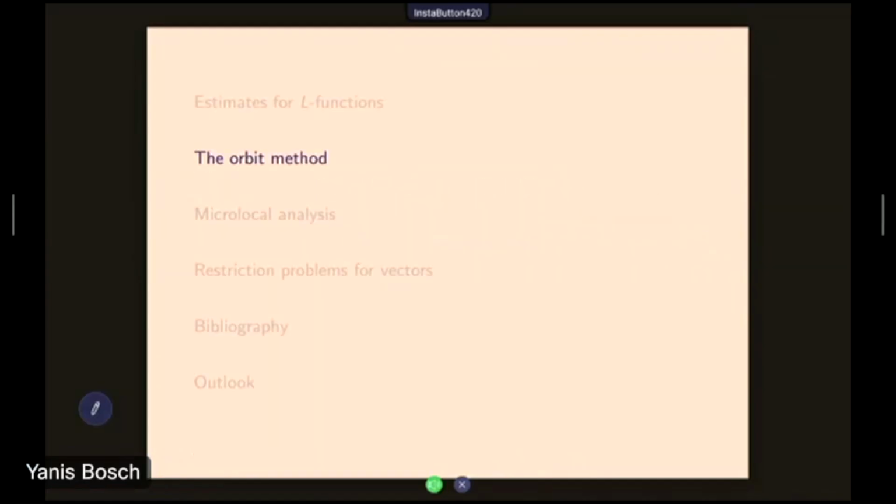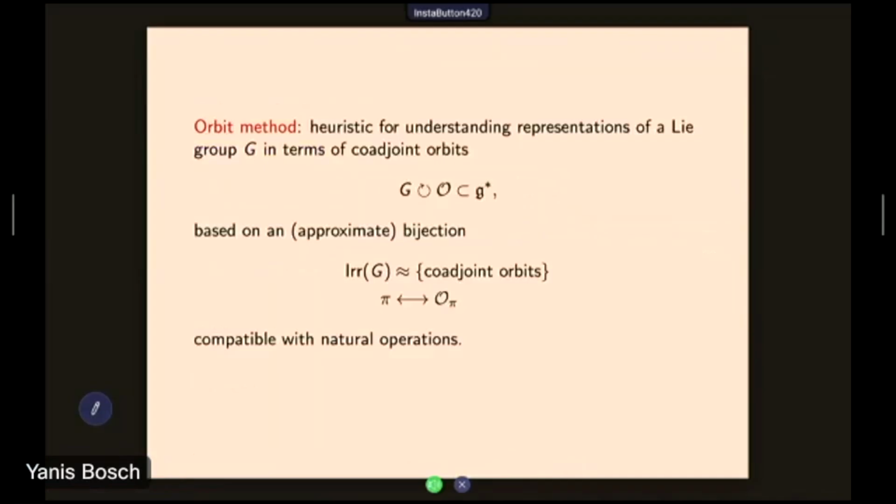All right, so we'll say a little bit about what we mean by the orbit method. In a nutshell, this is a heuristic for understanding representations of a given Lie group G, so for instance GL_N(R), in terms of more concrete data. The data consists of what are called coadjoint orbits, which are just orbits for the action of G on the dual of its Lie algebra under the natural action. I'll give some examples in a second.